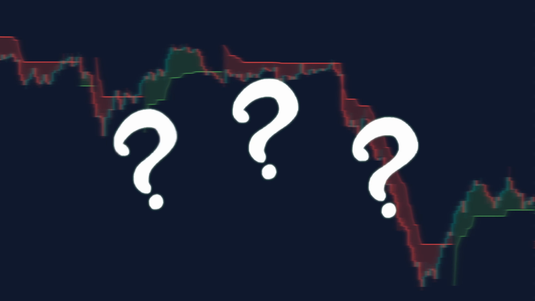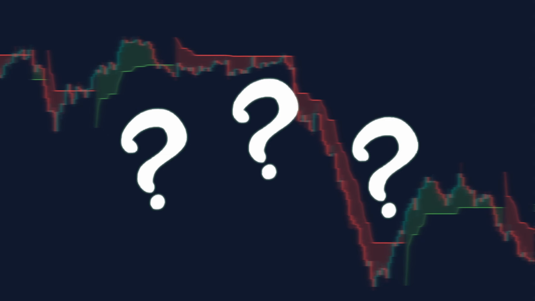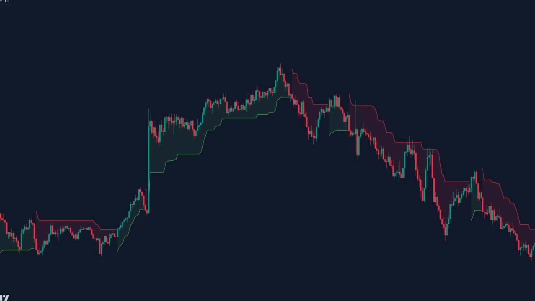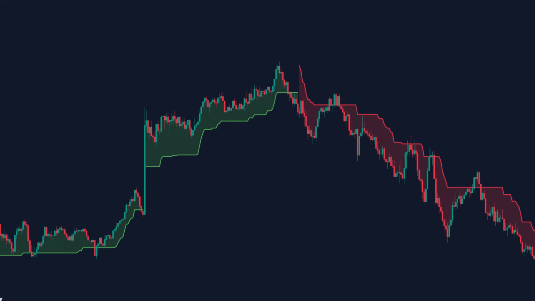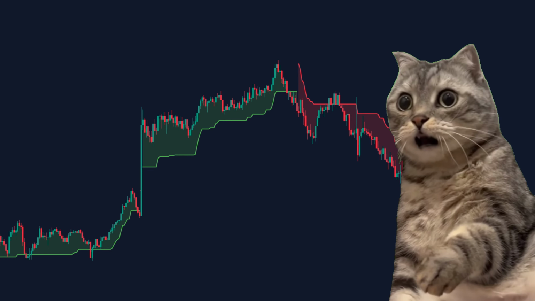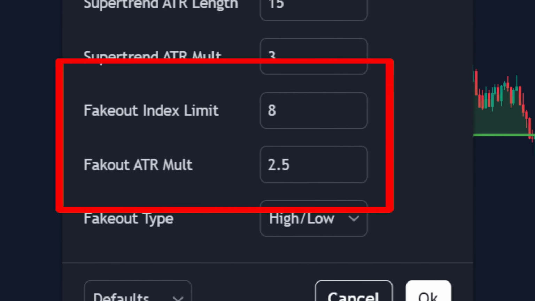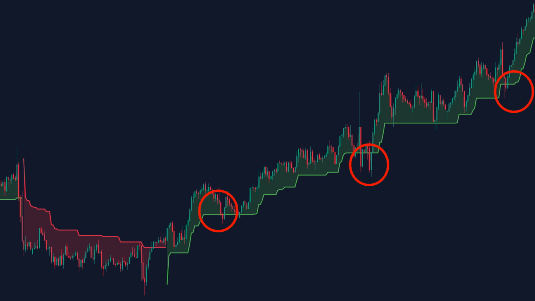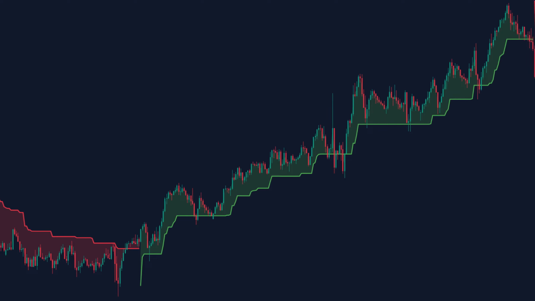So let me quickly explain what makes this new version of the supertrend so special. The key problem with the old supertrend indicator was that it was very sensitive to obvious fakeouts, and it would print a ton of false signals whenever the market had some indecision. But look at how the new version reacts to the fakeouts. See? It might look like magic, but that's not it. It actually has the fakeout index limit and a fakeout ATR multiplier programmed into it to avoid false trend changes that occur due to short-term price fluctuations or market noise.